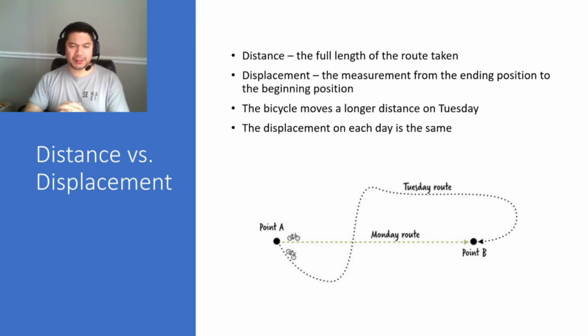So let's look at this route taken by this bicyclist. On Monday, the bicyclist goes directly from point A to point B. On Tuesday, he takes a meandering route, going to see the flowers and his friends, and makes it to point B, but only after a much longer path. On Monday, he goes a shorter distance than on Tuesday. Tuesday's distance is longer. However, on both days, he ends up at the same point and started at the same point. So the displacement on both days is the same.